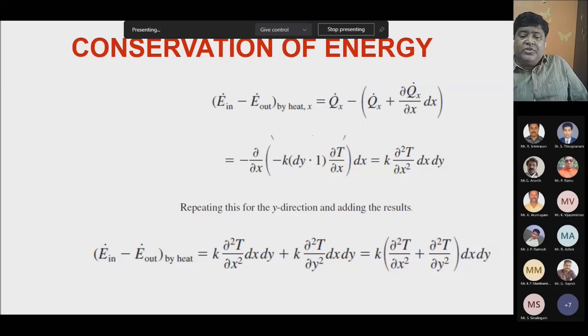And if you add both the terms, you get k into (∂²T/∂x² plus ∂²T/∂y²) into dx into dy. So this is the heat conducted in the two dimensions, x and y.